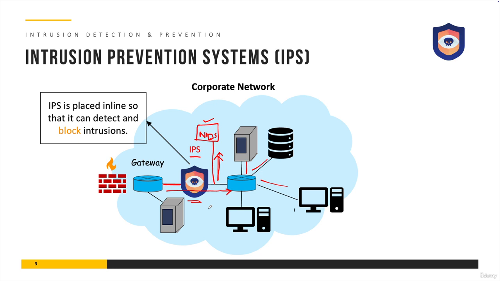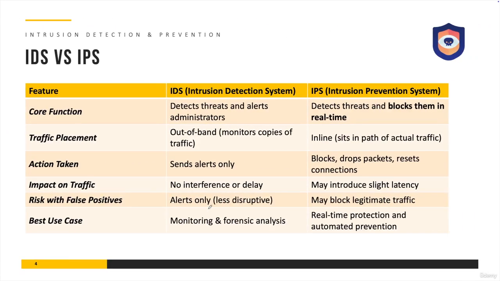So the use case for IPS is when you need an automated shield, which actively protects your network without waiting for manual interaction. In the case of IPS, malicious traffic would be blocked right here. It won't be able to reach the internal networks, and IPS doesn't get a copy of the traffic, it actually sees the real traffic. Now let's compare intrusion detection systems versus intrusion prevention systems.